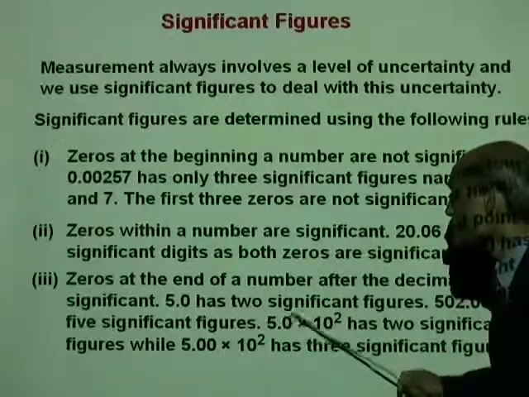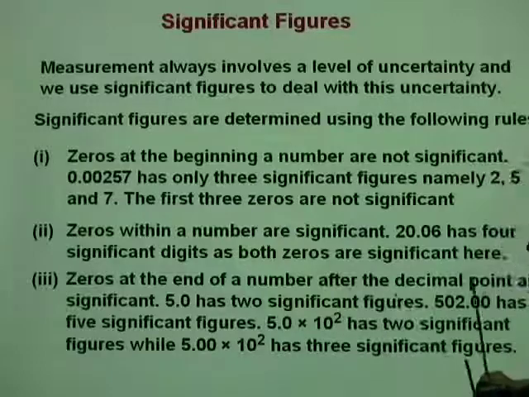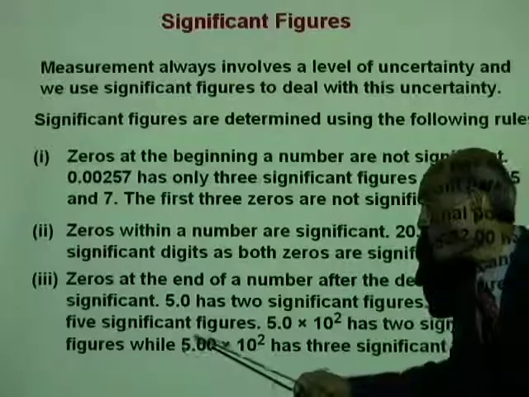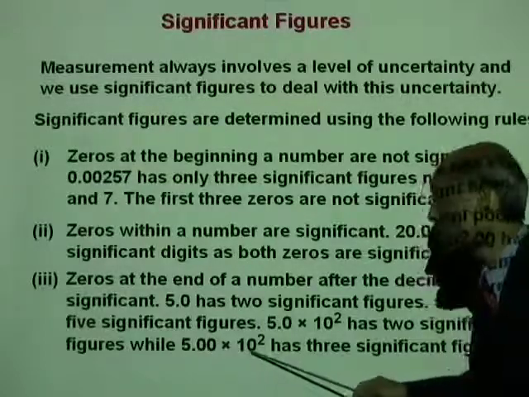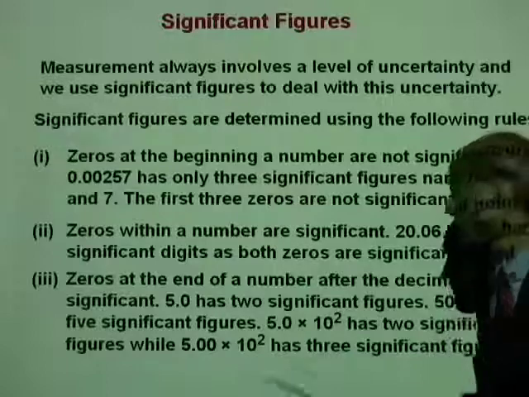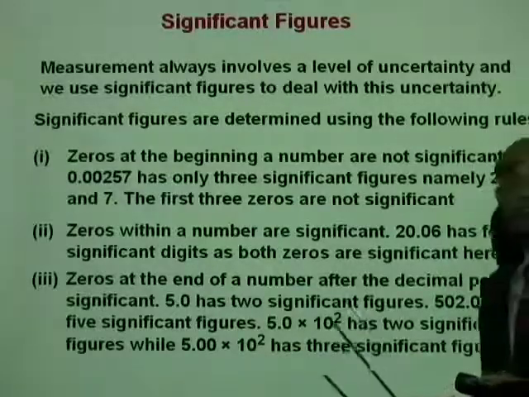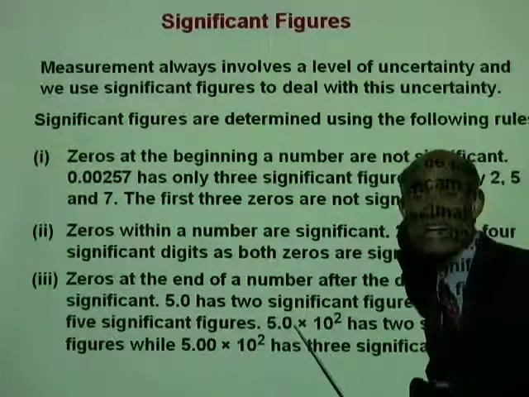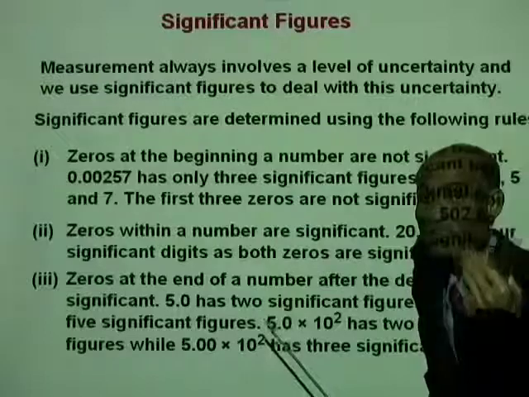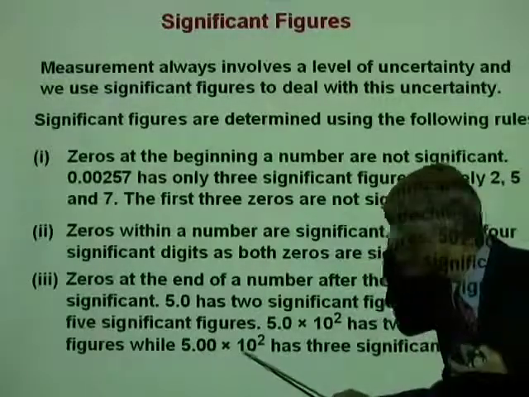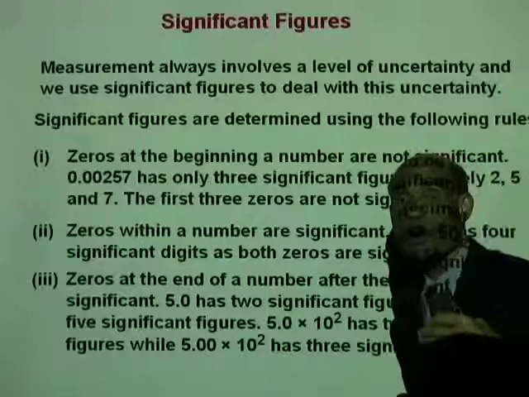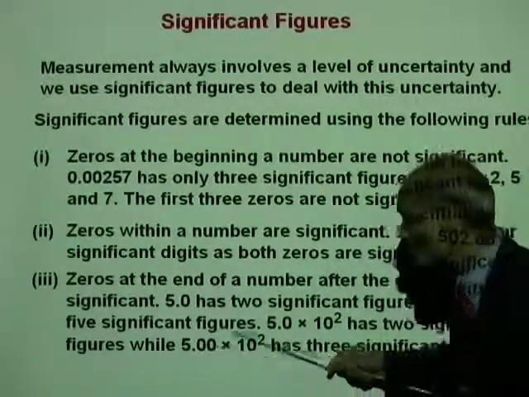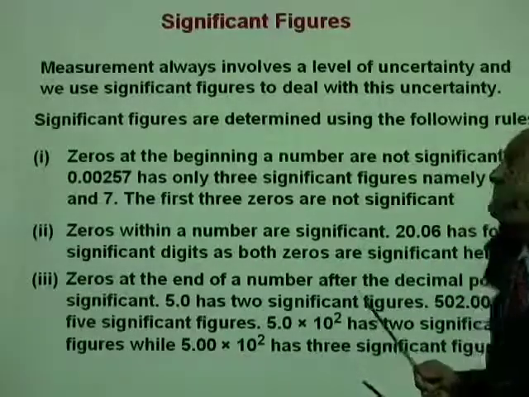Now, 5.0 times 10 to the power of 2 has 2 significant figures, while 5.00 times 10 to the 2 has how many significant figures? It has 3 significant figures. That means in this measure, we expect an accuracy of 1/10. In a measure like this, we expect an accuracy of 100. So this is a much more accurate measure than this. Okay.